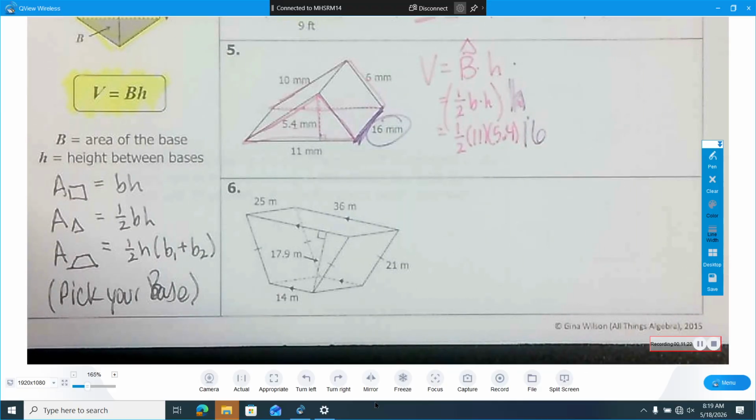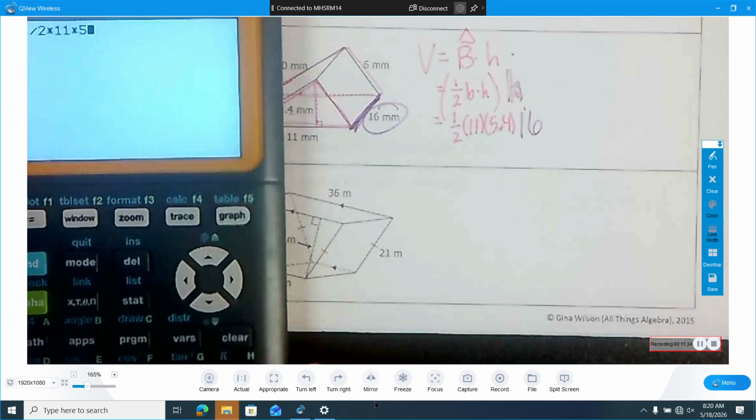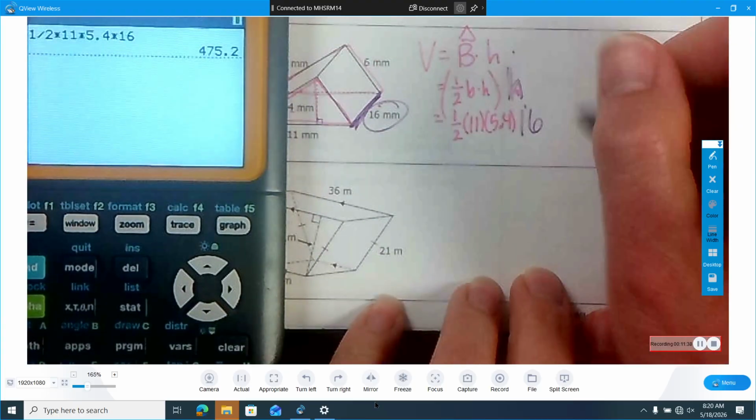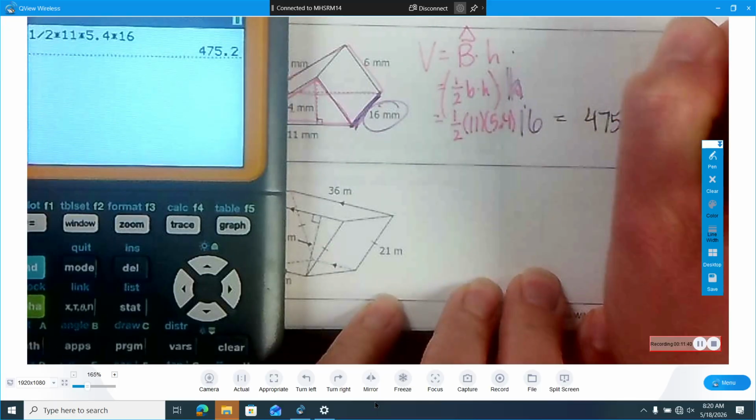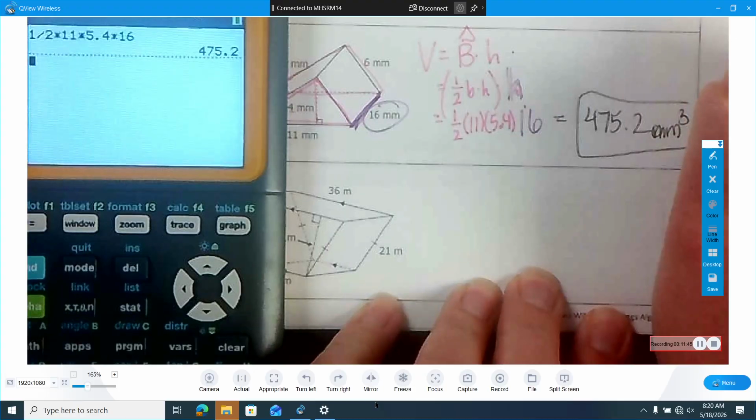There's lots of ways to think about how you want to do this, but it's really, you know, put in your base formula once you figure out the bases. 1/2 times 11 times 5.4 times 16. 475.2 millimeters cubed.